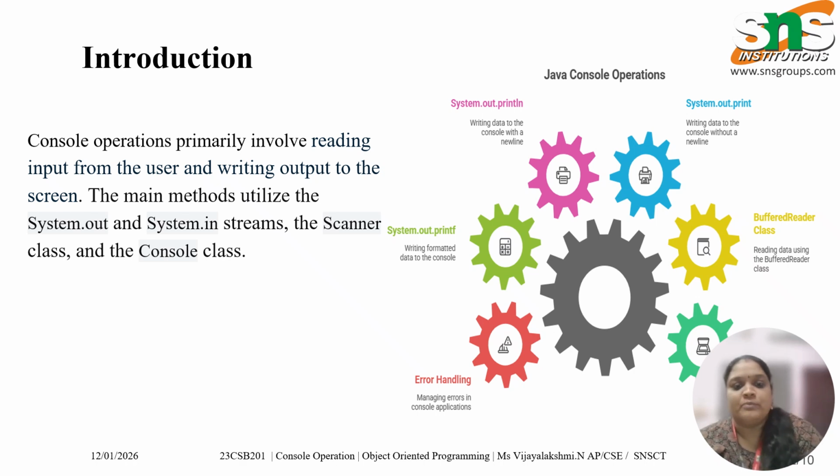In System.out.printf, printf is nothing but writing formatted data to the console. And the BufferedReader class is for reading data using the BufferedReader class. And error handling manages errors in a console application.